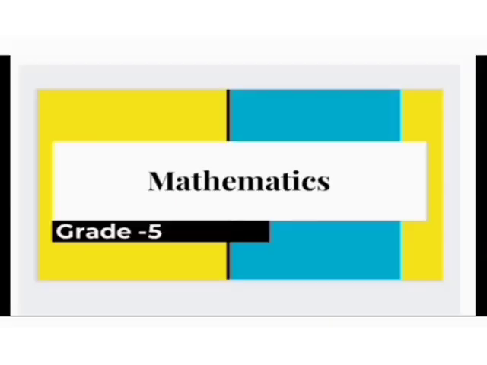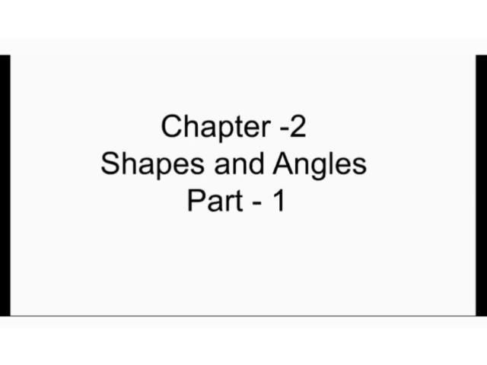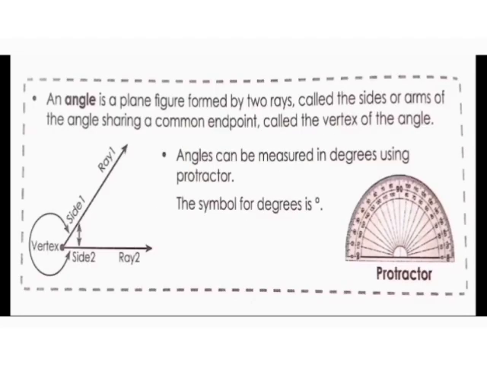Welcome to Math class grade 5, chapter 2, Shapes and Angles. The new chapter, part 1. Today we are going to learn angle. So what does angle mean? An angle is a plane figure formed by two rays, called the sides of the angle, sharing a common endpoint called the vertex of the angle.